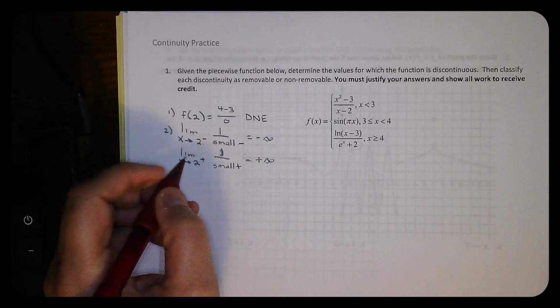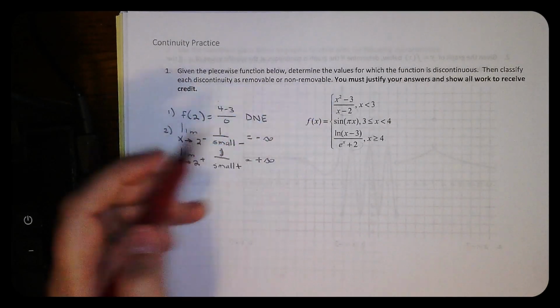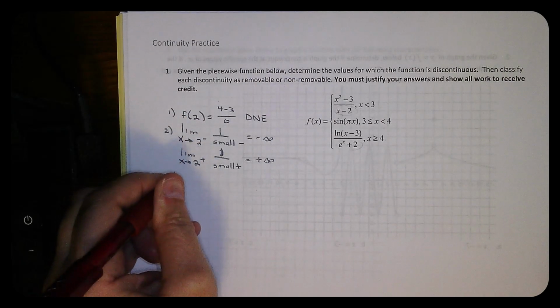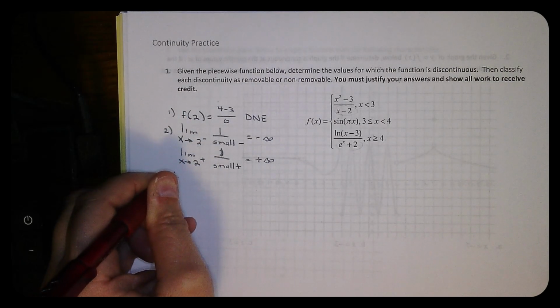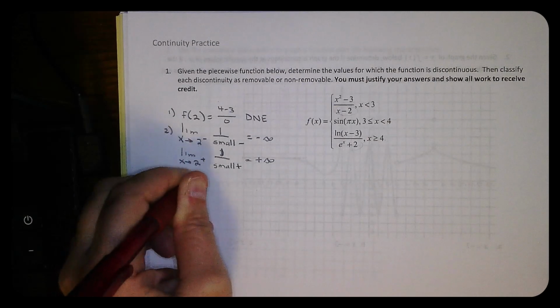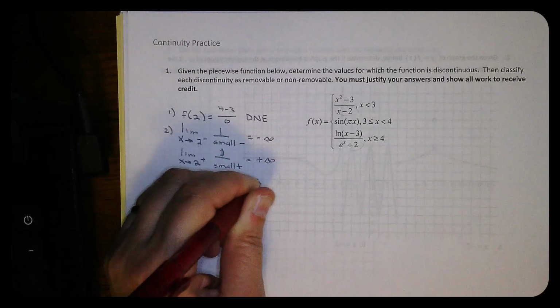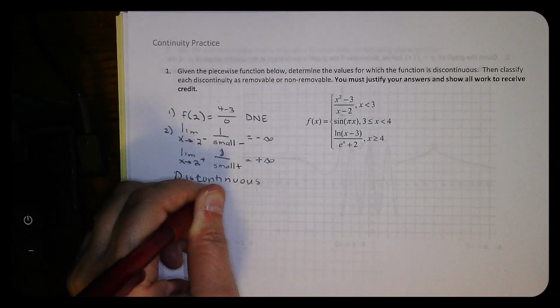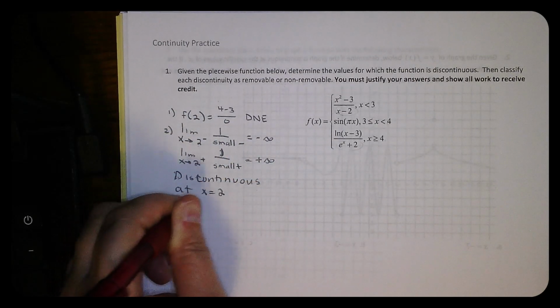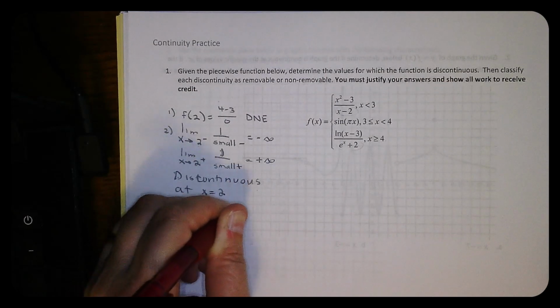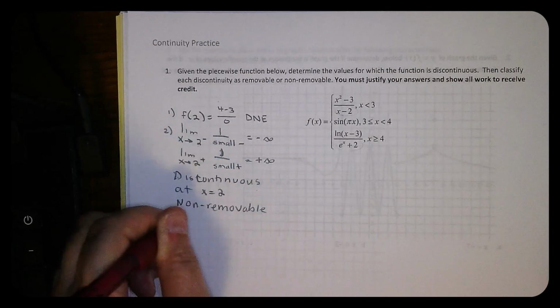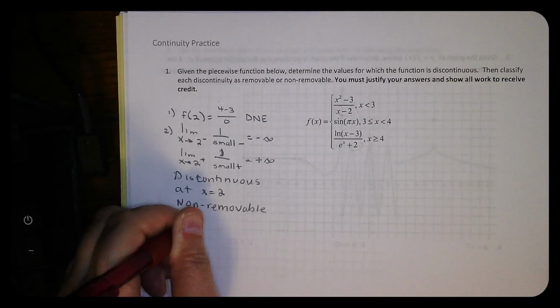So that lets me know that at 2, and the factor doesn't cancel, it's discontinuous at x equal 2. And the type of discontinuity is non-removable, and it's of the infinite type. There's a vertical asymptote.